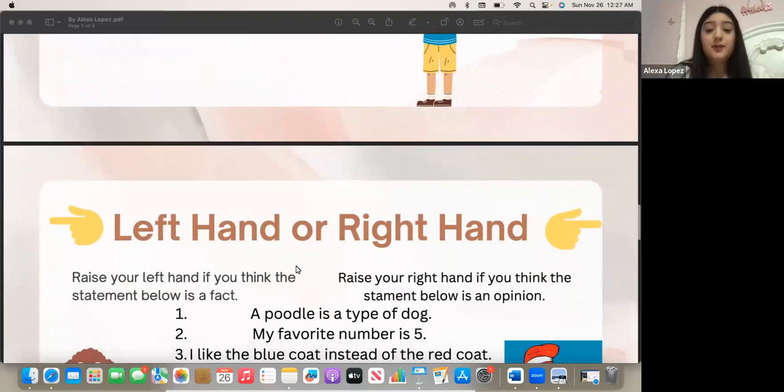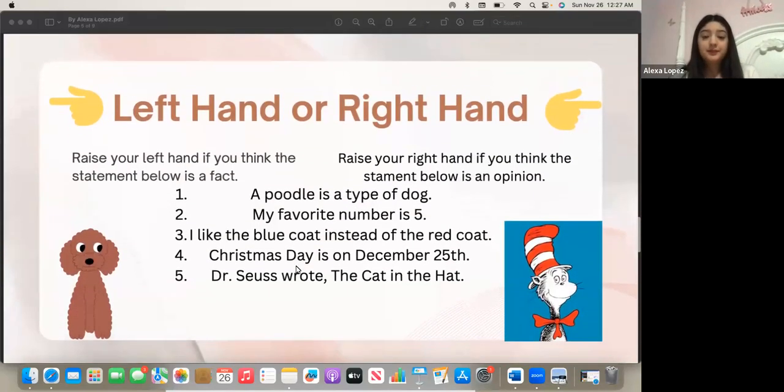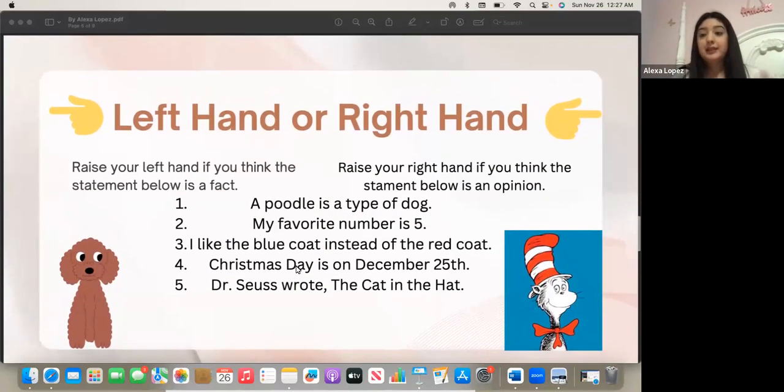Okay, so for this little activity, we're gonna do this as a whole class, okay? If you think that the sentences here are a fact, you're gonna raise your left hand, which is this hand, right? And if you think it's an opinion, you're gonna raise your right hand, okay?